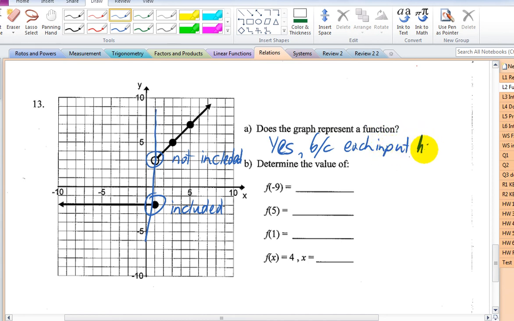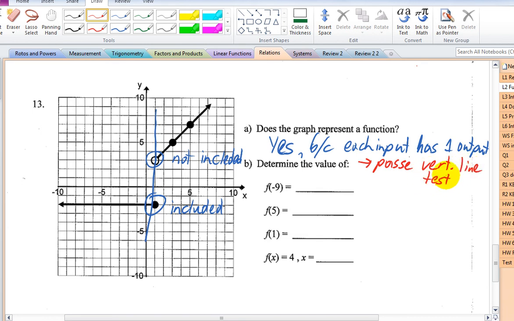has one output. Or what else could you say? And what else could you say? Passes the VLT, or vertical line test.